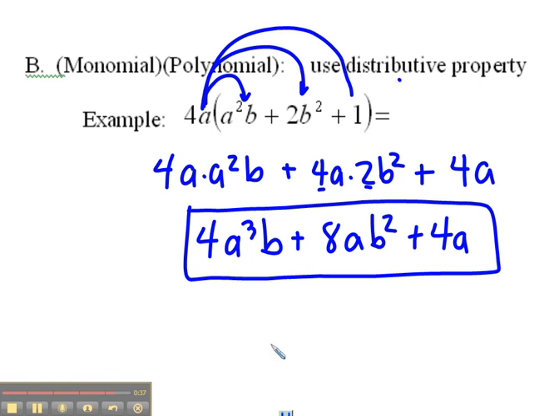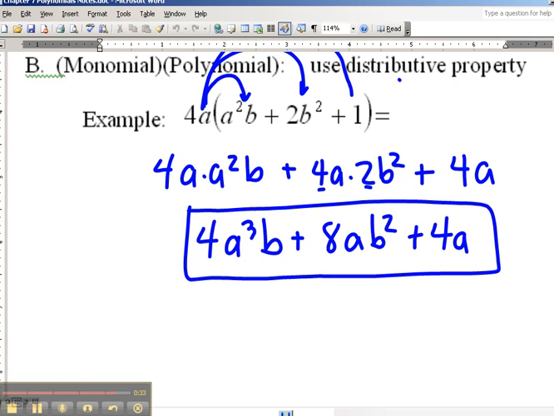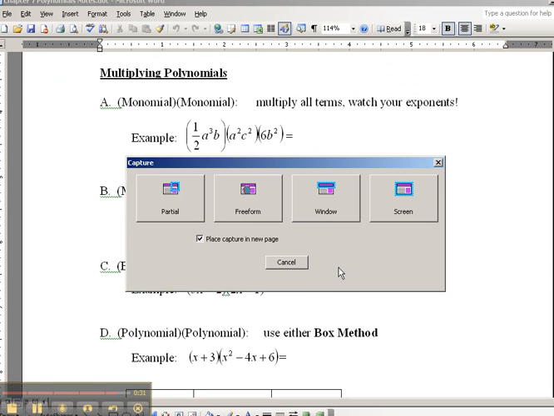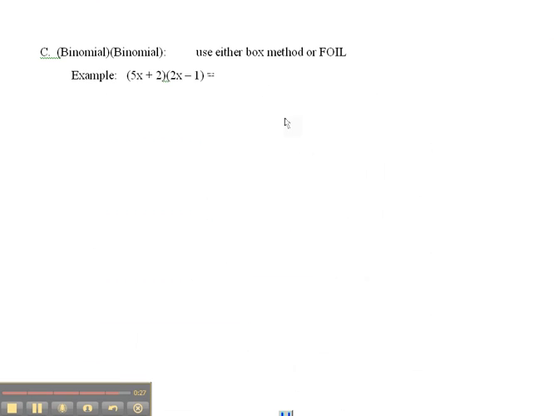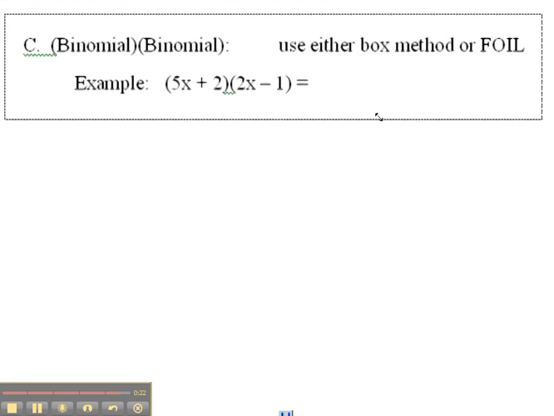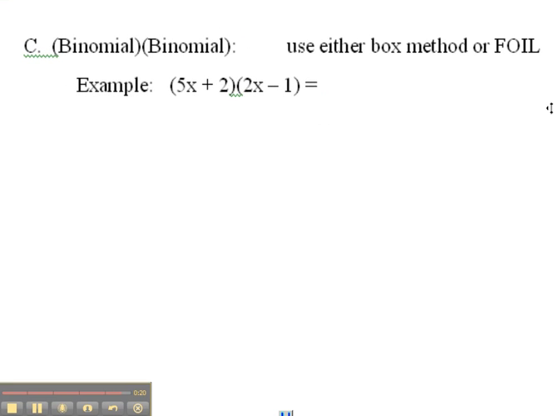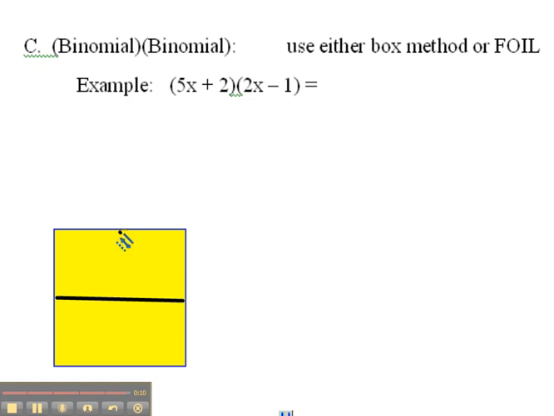All right, let's take a look at c. Here we have a binomial multiplied by a binomial, and we're going to use FOIL, or you could use the box method. If you use box method, let me grab myself a little box here. If you use box method, it looks like this. Most people use FOIL.